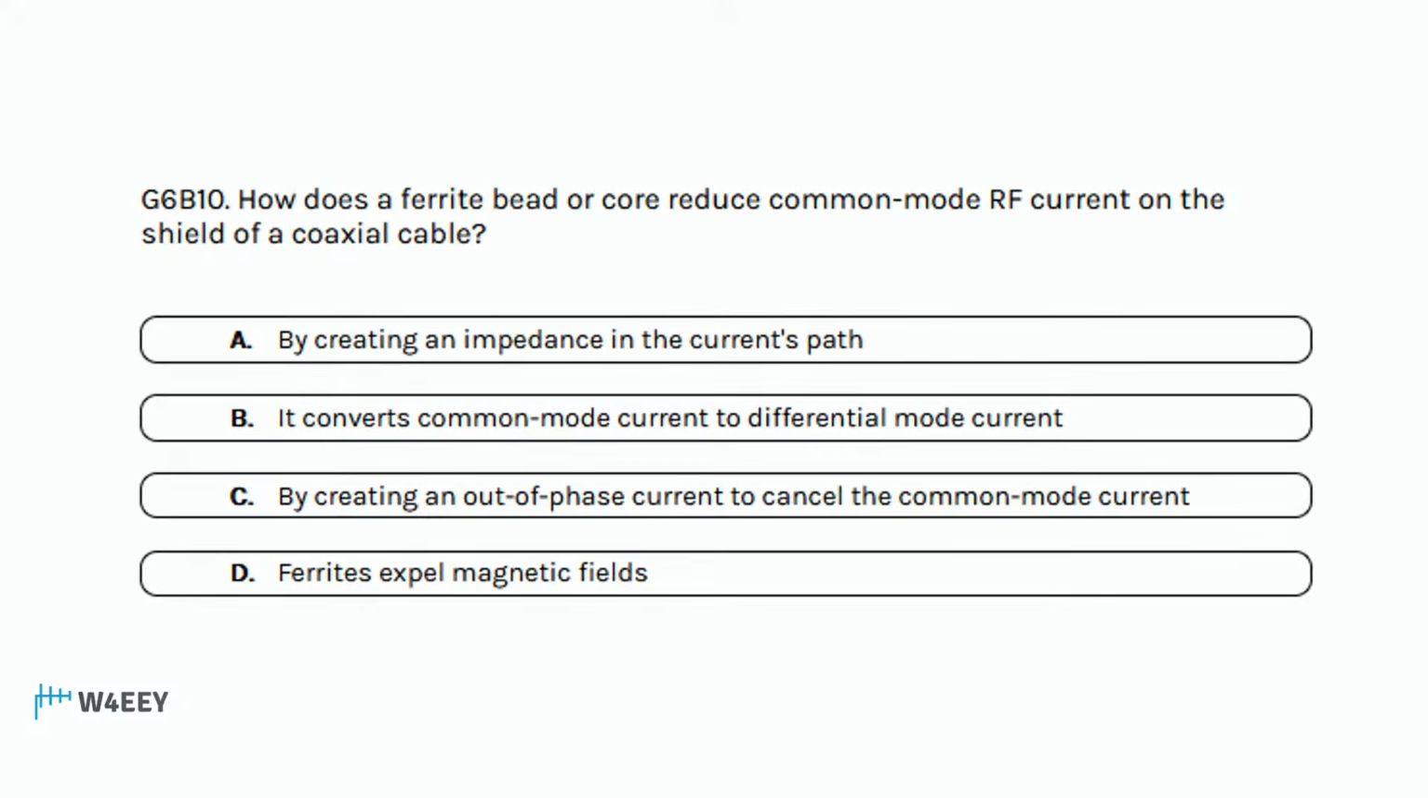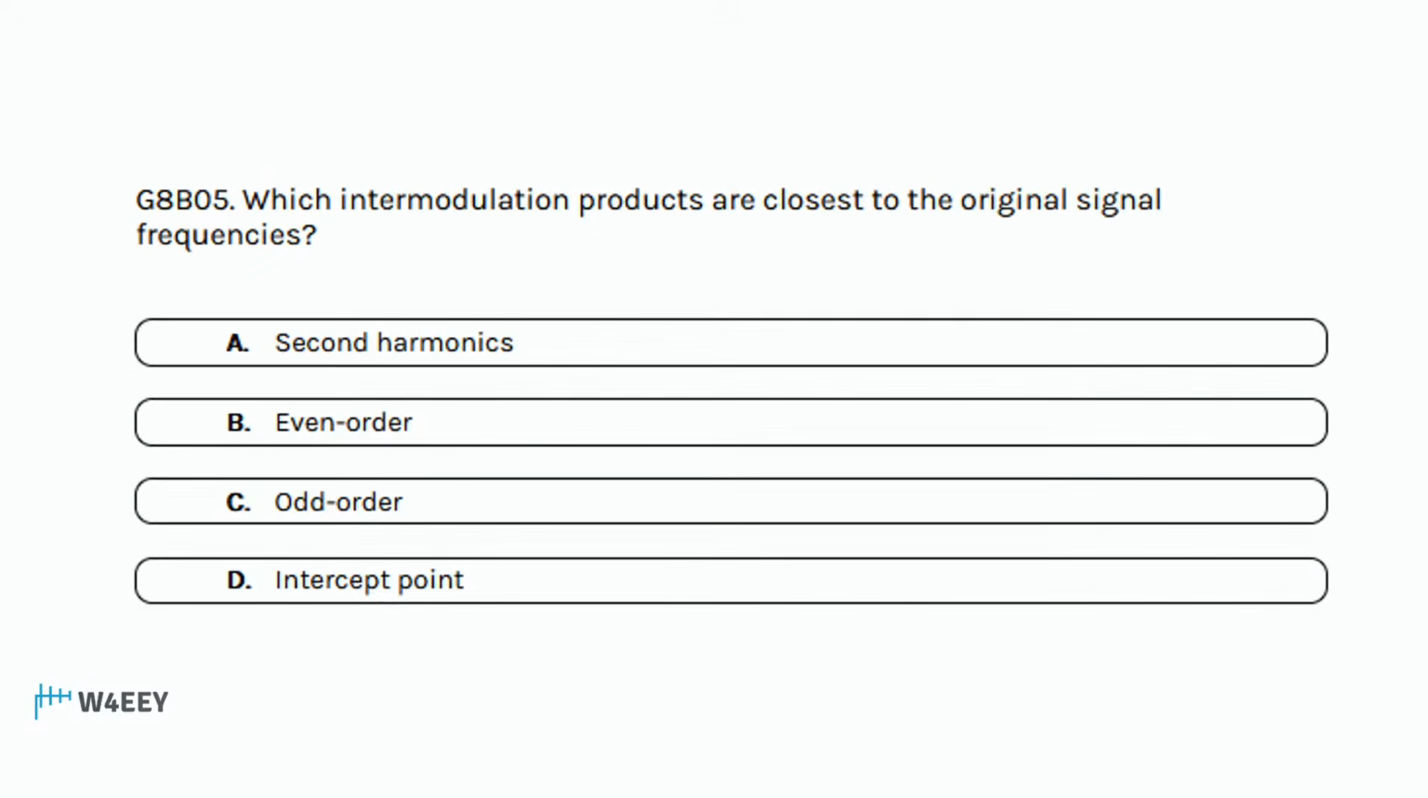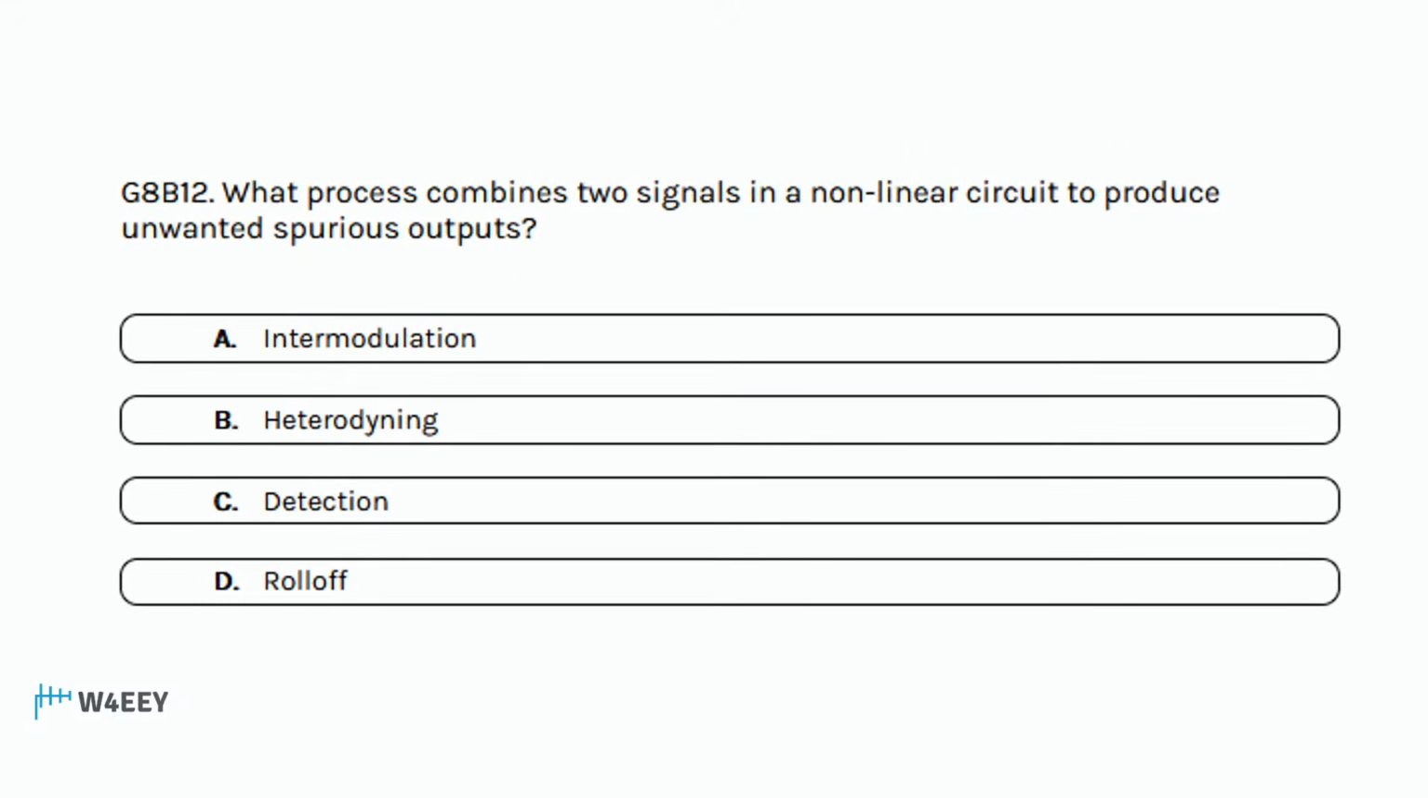those are possible. And how does a ferrite bead or core reduce common mode RF current on the shield of a coax cable? It's by creating an impedance in the RF current's path. And which intermodulation products are closest to the original signal frequencies? For intermodulation, the odd order or third order products are closest.